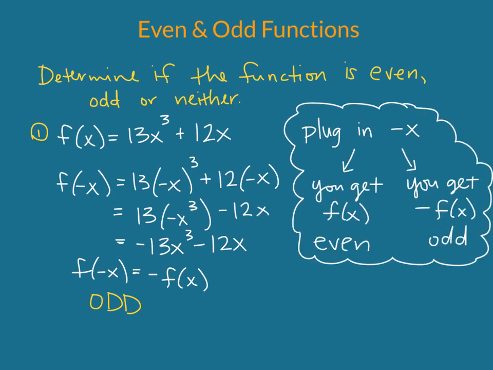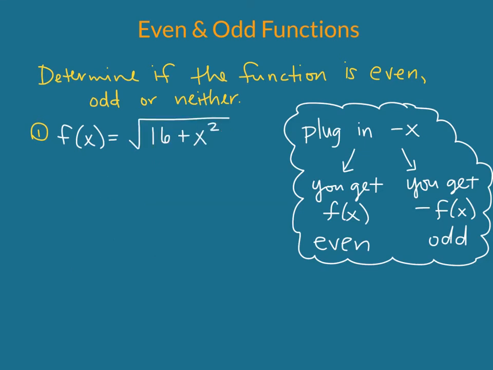It's also to be noted that if you look at the exponents in every single term, they're both odd, 3 and 1. So that's another way you can determine that this function was odd, because all of the terms had odd exponents. All right, let's try this next example.